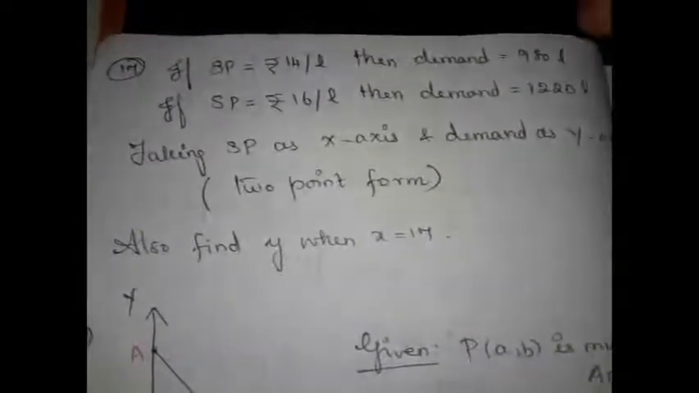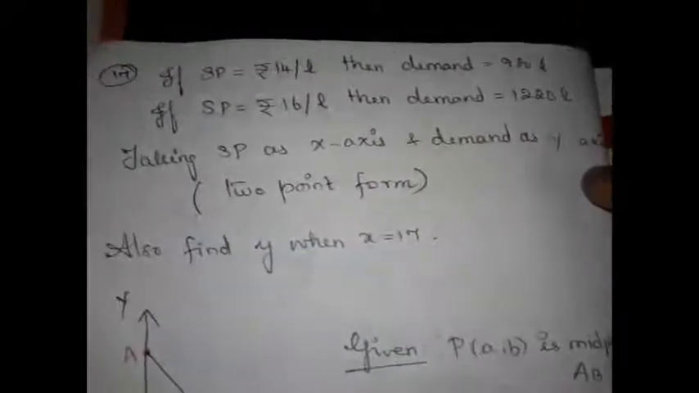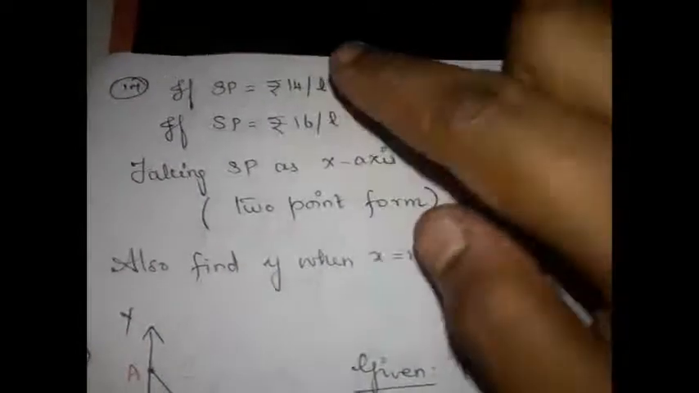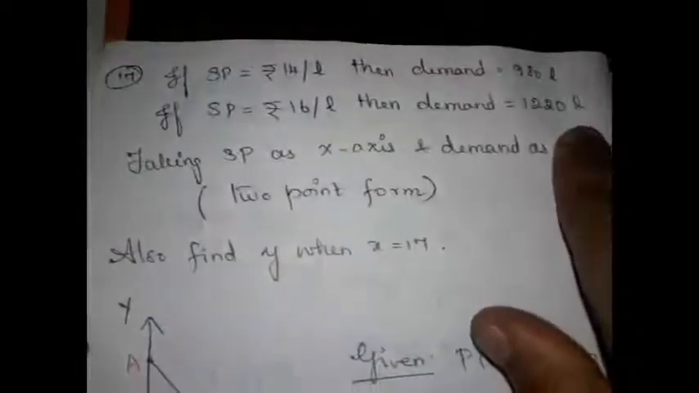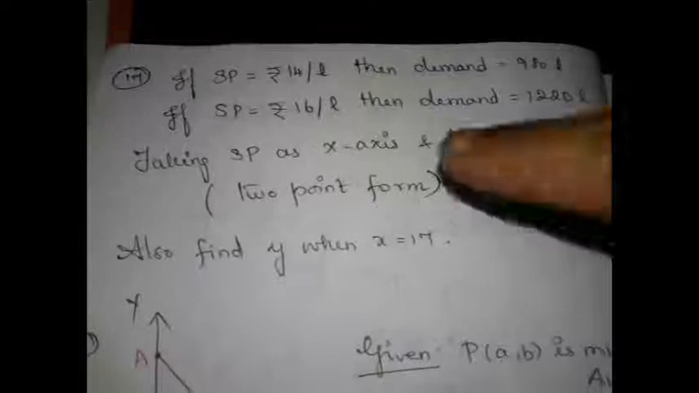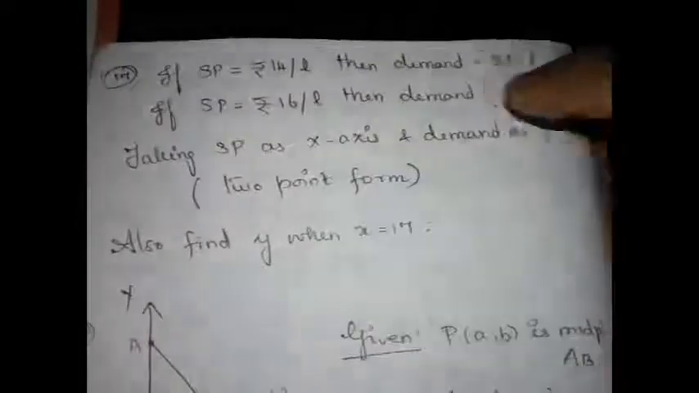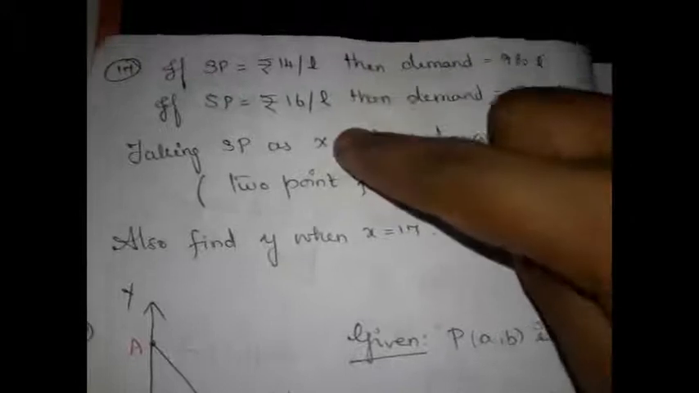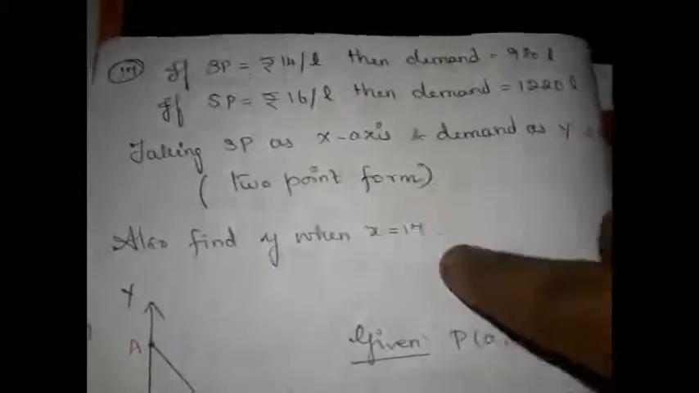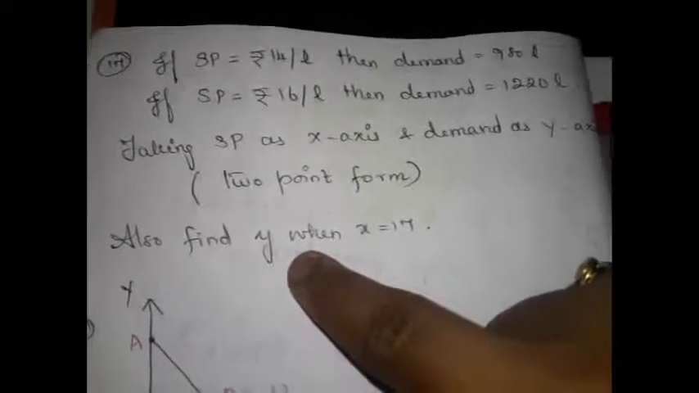So the same way, taking selling price as our x-axis and the demand as our y-axis, we get 2 points here, 14 comma 980, 16 comma 1220. So you can use 2-point form. We will get a relation in terms of x and y, in the sense in terms of selling price and demand. In that, if we replace x as 17, because that is going to be the selling price, we can find the demand, we can find the y, right?